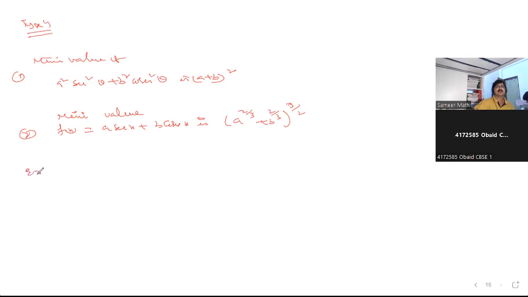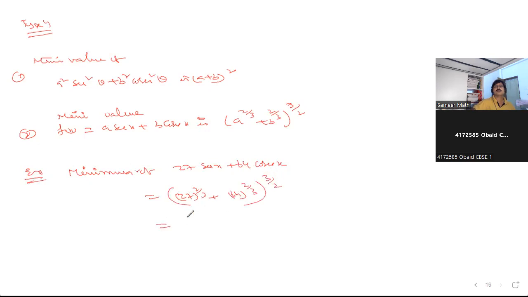Here I am giving the example. One last method is that type 5. One problem I'll do, and I'll wind up. Suppose here minimum of 27 sec x + 64 cosec x. What do you have to write? This formula: a is 27, so (27^(2/3) + 64^(2/3)) whole to the power of 3/2.